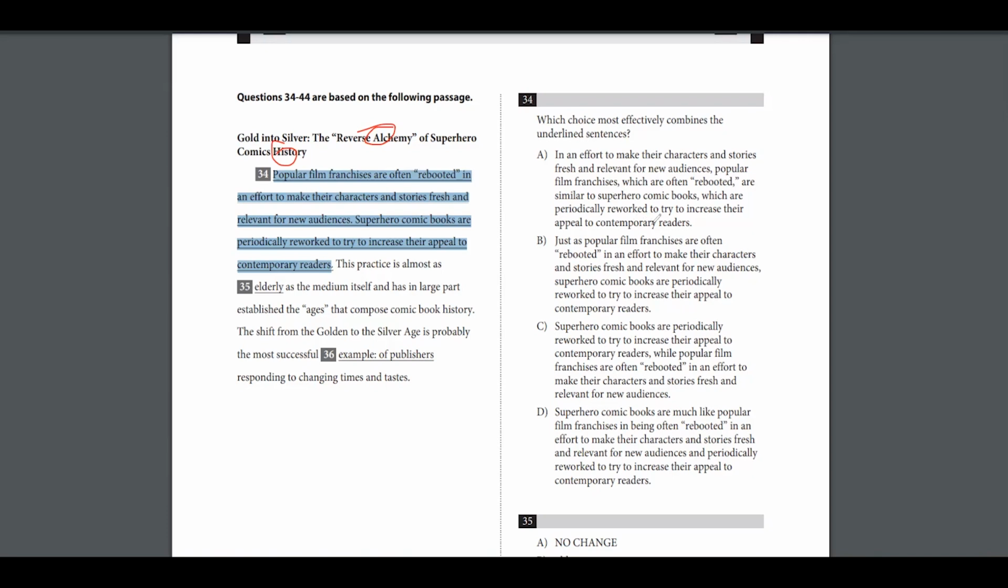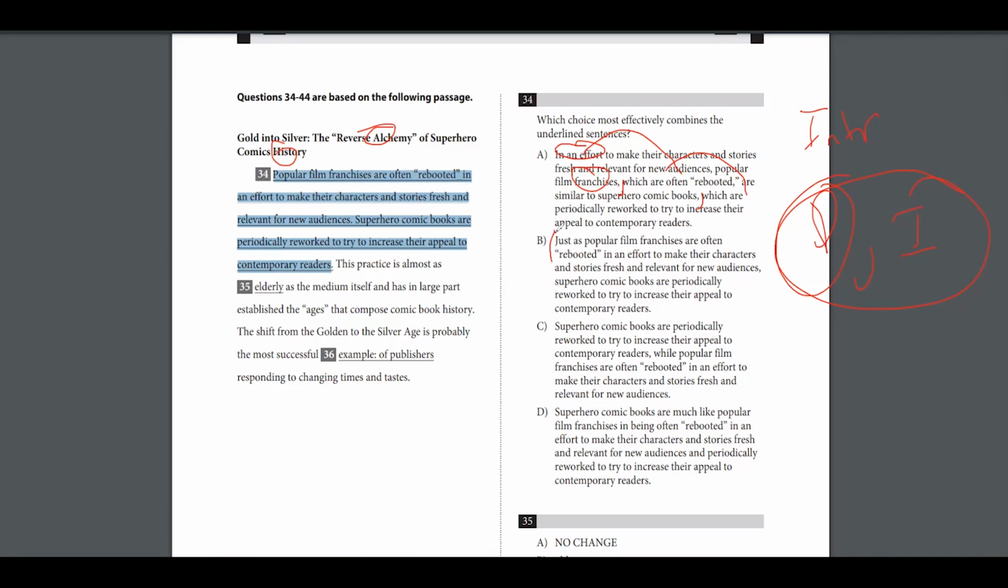And so we also want to do it in a way that's not super wordy. So let's see. This one says, in an effort to make these things relevant, and then it says this popular franchise, which are. So here it just keeps on describing this noun over and over again. But what we're actually looking for is some sort of intro, some sort of dependent clause, commented into an independent clause, which can describe this relationship accurately. So we have to set up the comparison between the rebooting of films and then the reworking of comics.